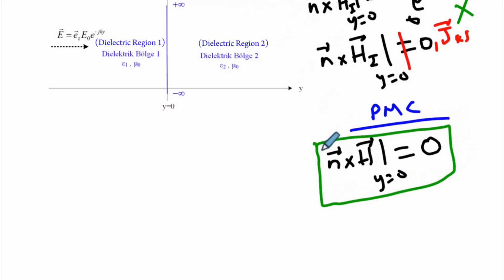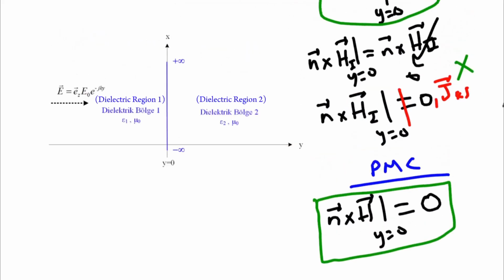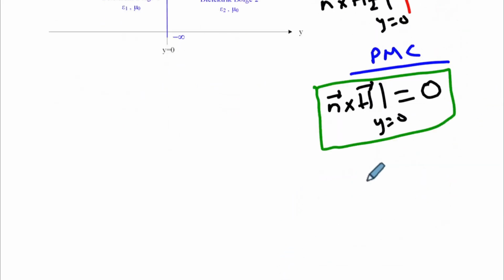But this time, which one can't you use? Who did I say I couldn't use a moment ago? I said I can't use N cross H because it will give the current density, so it won't give 0. This time it's the opposite. N cross E is not equal to 0 this time, and since the electric field will also give the current density, I can't use it, friends. So N cross E equals 0 does not give 0.